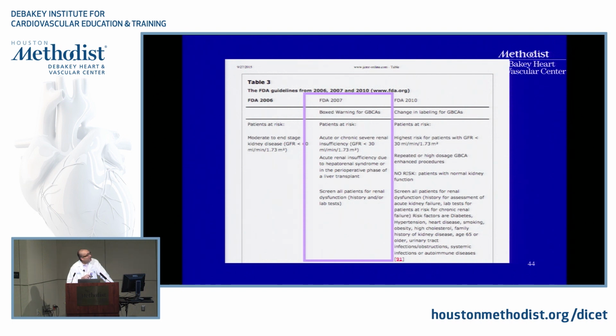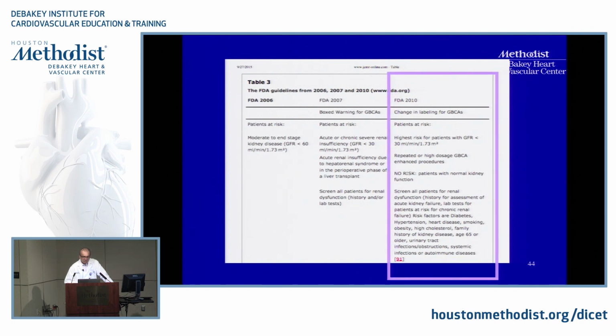And it really recommended that all patients should be screened for liver dysfunction. And then there was an update to these in 2010, which really identified that the highest risk group was those with a chronic GFR of less than 30, those who had gotten repeated doses of gadolinium contrast. And furthermore, I think that there was really no risk in people with normal kidney function.